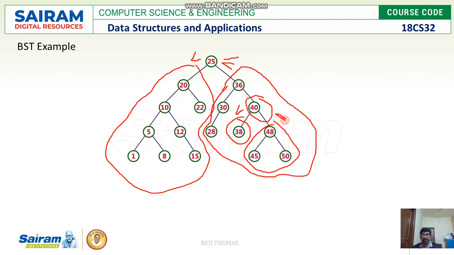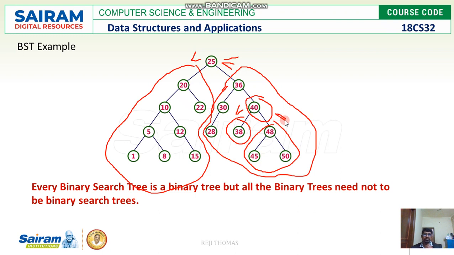So this kind of tree is known as a binary search tree. Please do remember, every binary search tree is a binary tree, but not every binary tree is a binary search tree, not vice versa. Every BST is a binary tree, but not every binary tree is a binary search tree. So you have to remember this topic.